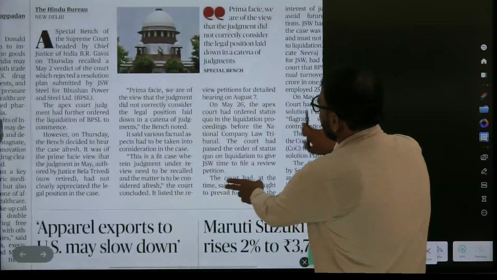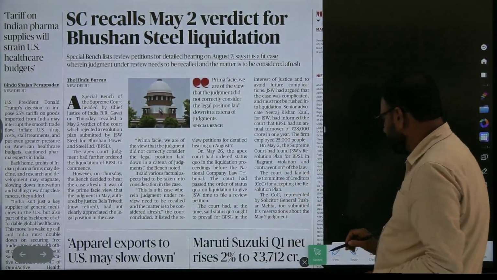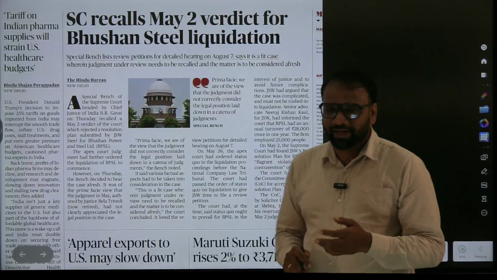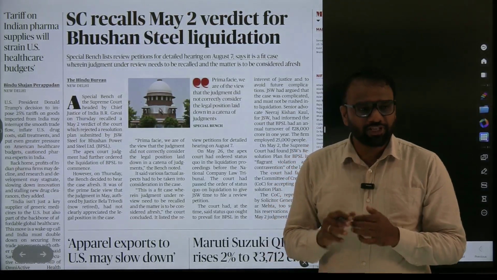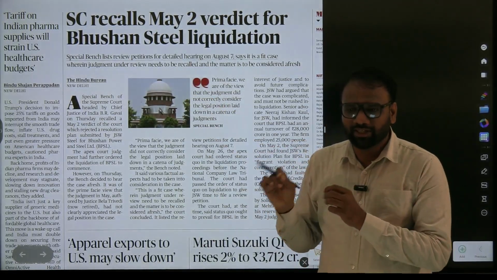Now we'll go to a bit larger article. Supreme Court recalls May 2 verdict for Bhushan Steel liquidation. So even though it's a private company, here there are a few terms which are important from the exam point of view. So we'll just quickly scan through it and mark the important points.